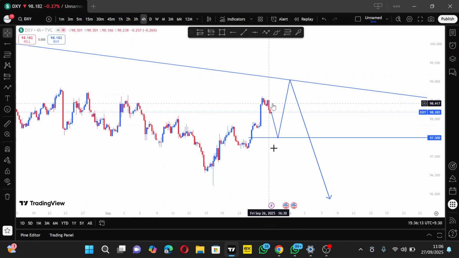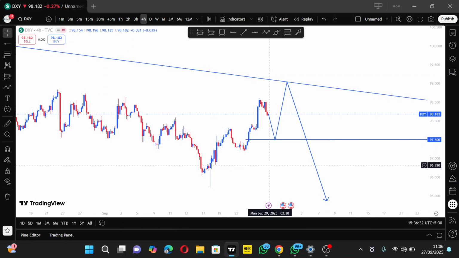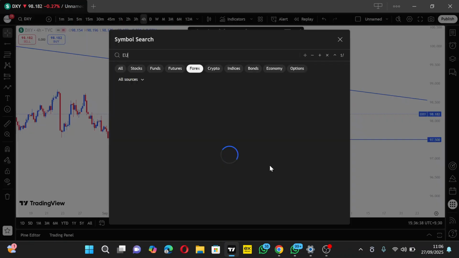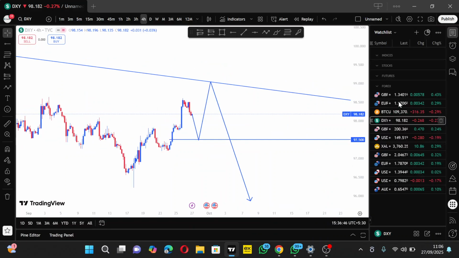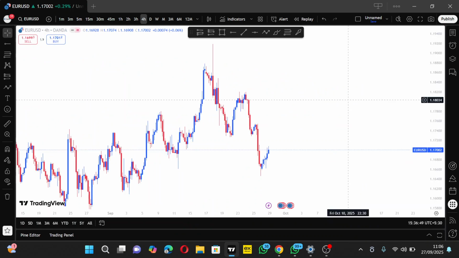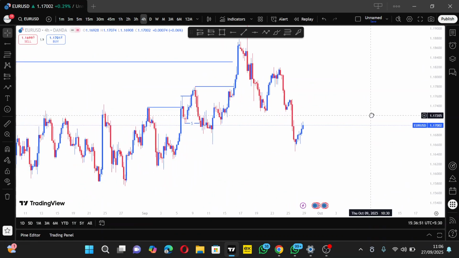So now, since the dollar is bullish, GBP USD, EUR USD, NZD USD, AUD USD are going to be bearish for now. But if DXY, which is the dollar, is bearish, those pairs will be bullish. So now, let's go to EUR USD. If you observe, they are in the same areas. Let's go to EUR USD, the same thing.